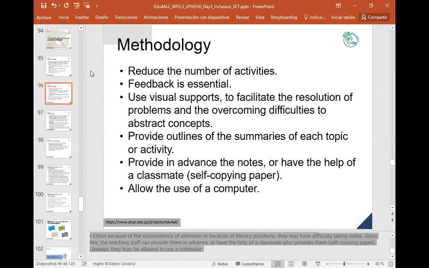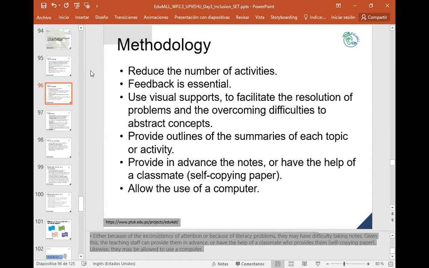With students with attention deficit hyperactivity disorder, the feedback on the tasks will be essential to develop self-correction skills. It is advisable to use visual supports in the explanations, figures, graphs, diagrams, tables, concept maps, as well as the handling of materials that facilitate the resolution of problems and the overcoming of their difficulties with abstract concepts. Provide them with, or ask them to elaborate, outlines or summaries of each topic or activity.